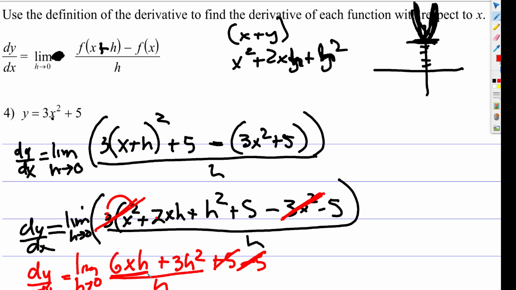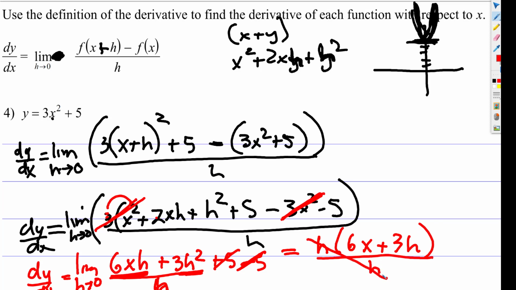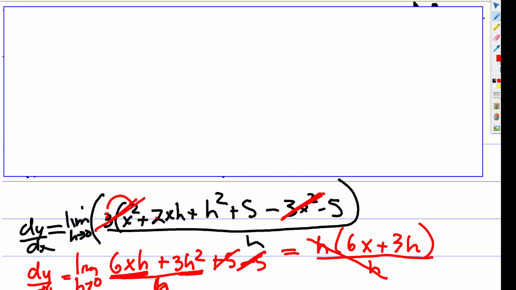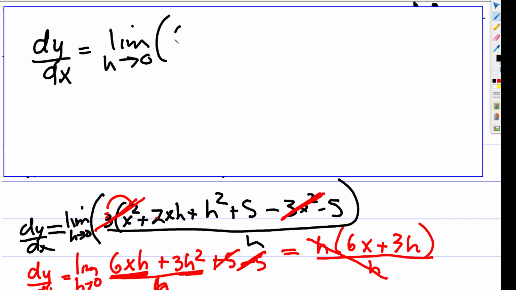Now, what does 6xh, 3h squared, and h all have in common? They all have an h. So I'm going to factor out an h in the numerator, and that will leave 6x plus 3h. And in the denominator, those cancel. So now what we have here, I'm going to cover this stuff up. Now what we have is dy over dx is equal to the limit as h approaches 0 of this function, 6x plus 3h.